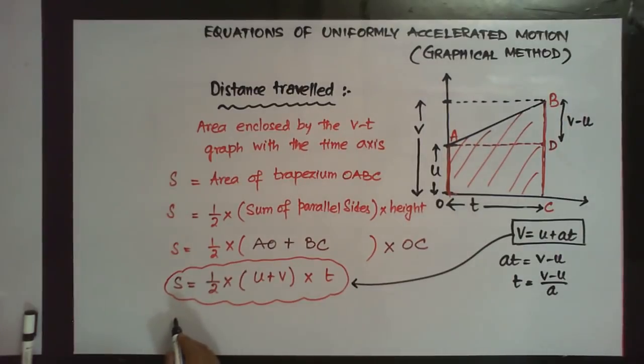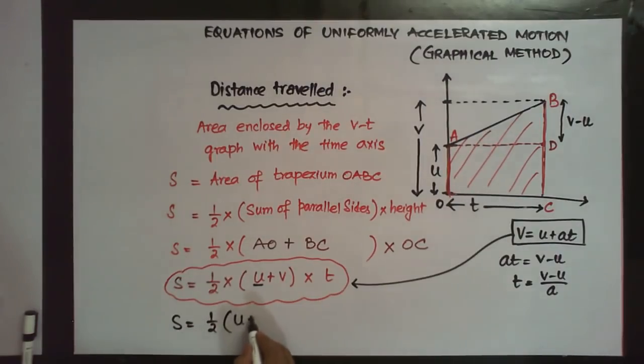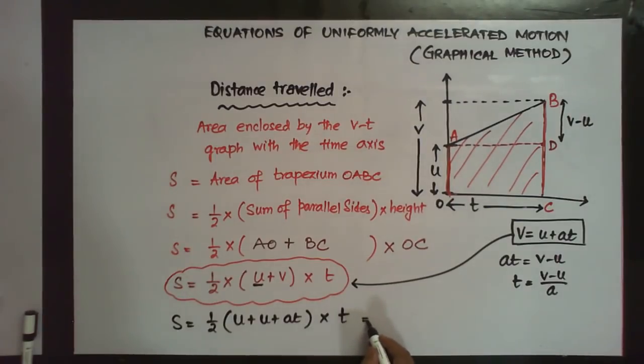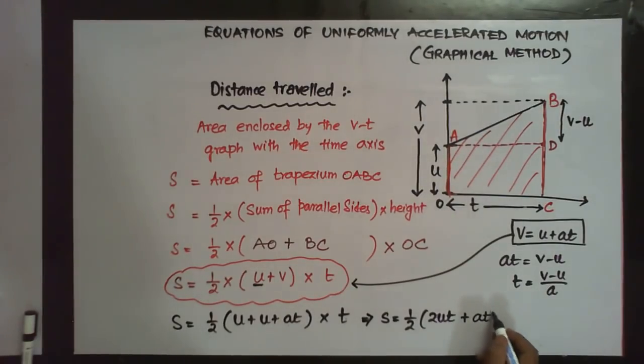Now if you look at this, S is equal to half (U plus, instead of V we can write U plus AT) multiplied by T. Now if you open this bracket and multiply this T with the variables inside the bracket, we get U plus U is 2U, 2U into T is 2UT, plus AT multiplied by T, we get AT square.